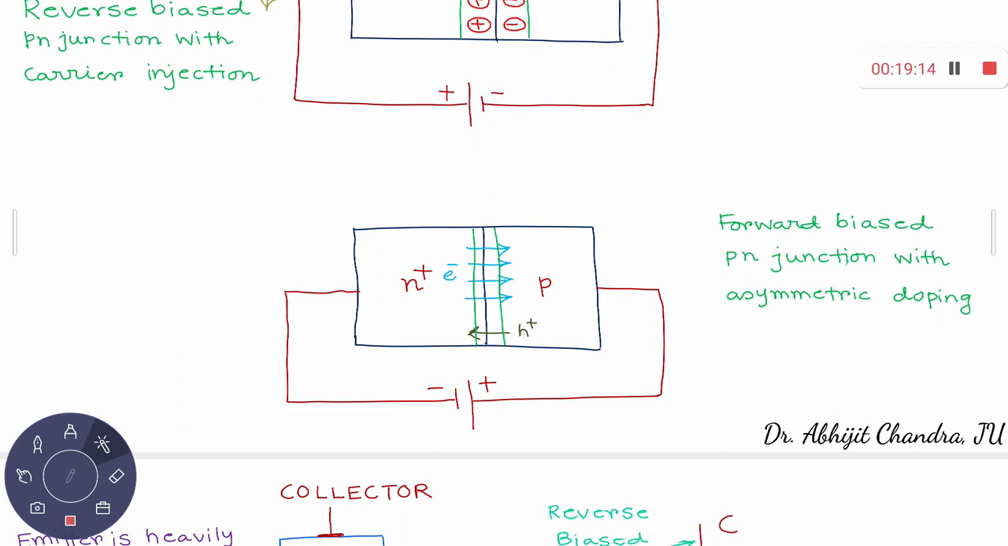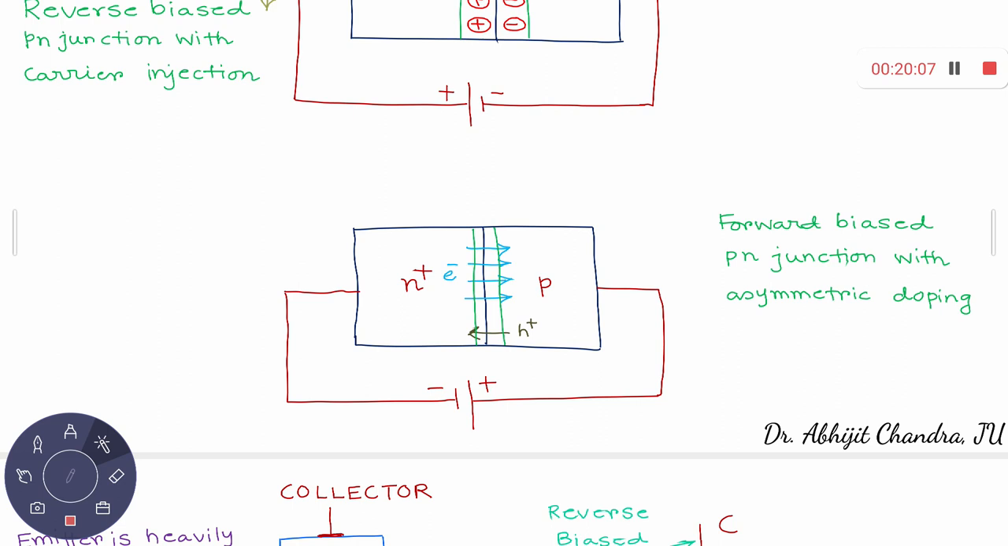But the point here is the asymmetry in doping. On the P side you have 10 to the power 16 atoms per cc, and on the N side you have N plus, so 10 to the power 19 atoms per cc. Therefore, for every 1000 electrons crossing this junction from N plus to P, from left to right, only one hole moves from P to N plus. So that is the asymmetry in doping in a forward bias p-n junction. These two concepts you have to understand.